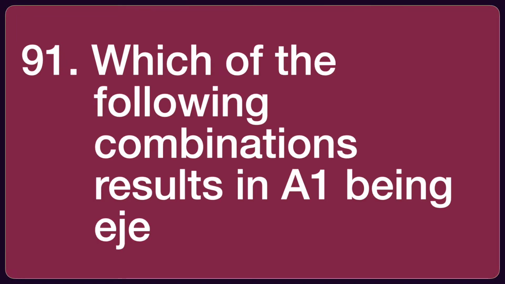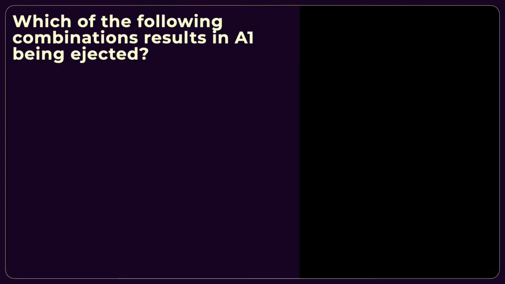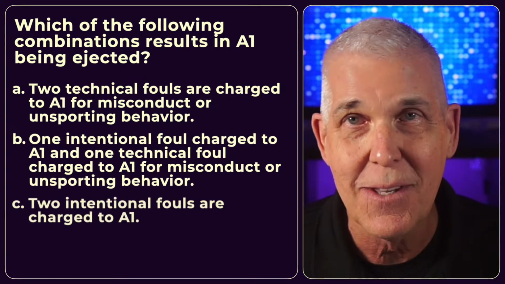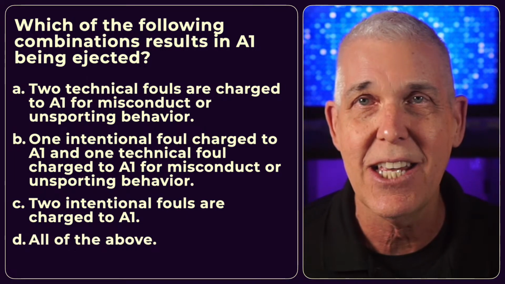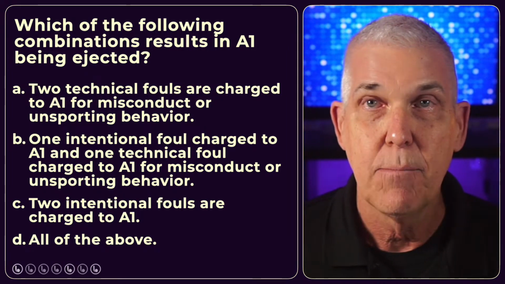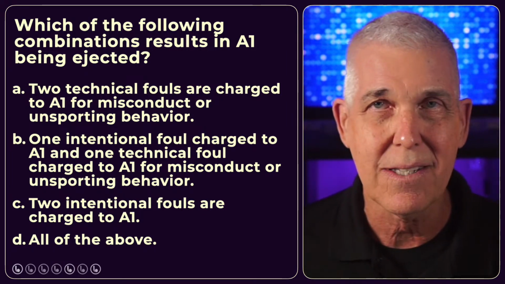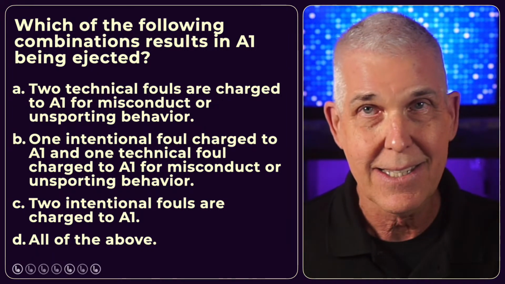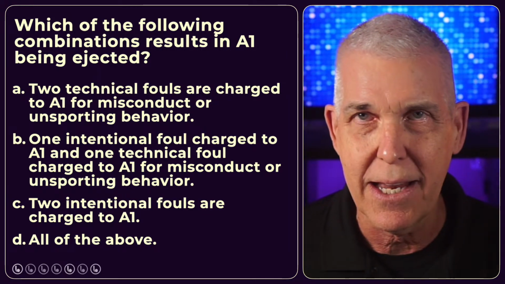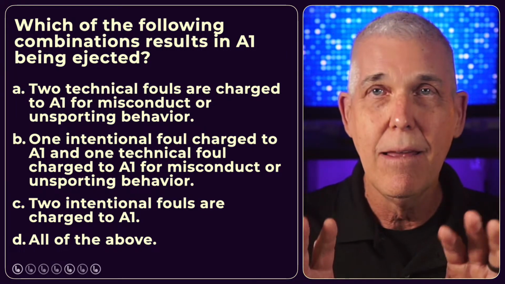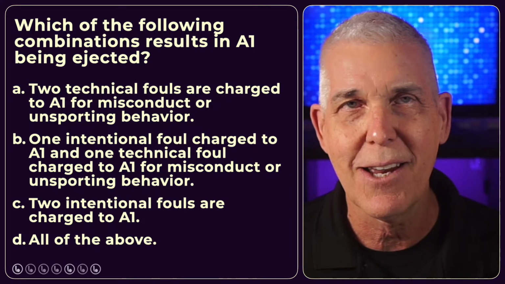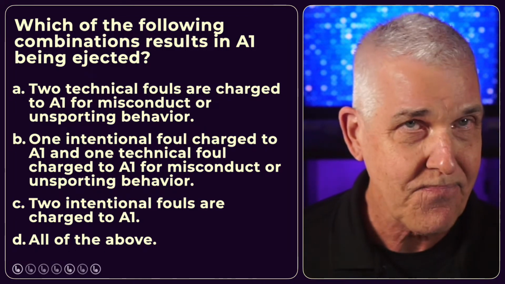Which of the following combination results in A1 being ejected? Well, by rule, it can be none of these combinations because players do not get ejected. Players are disqualified by rule. Adults are ejected, right? If we have an assistant, I'll get off my soapbox. There's no ejection of players. I understand what you mean. One of our leagues here has an ejection policy, right? But players are disqualified by rule, not ejected.